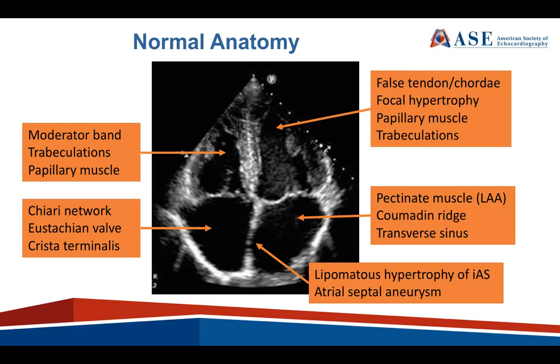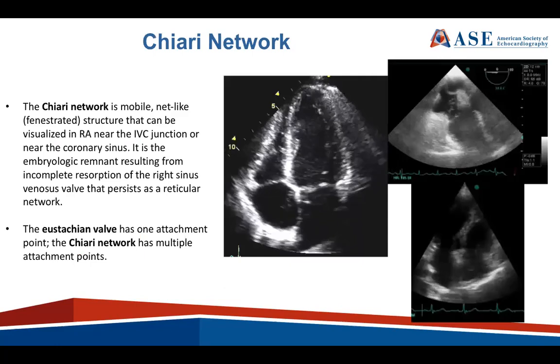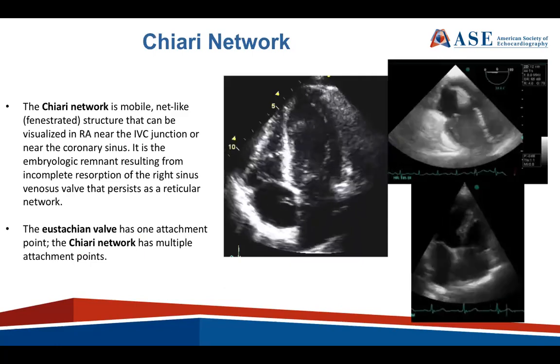In the left ventricle, we can see false tendon or chordae, focal hypertrophy of the myocardium, papillary muscles, and trabeculations. Even diverticulum I would add to this as well. And in the left atrium, you can see pectinate muscle in the left atrial appendage, Coumadin ridge, the transverse sinus actually, and then in the intraatrial septum, you can see lipomatous hypertrophy and atrial septal aneurysms, all of which can mimic cardiac masses. So we'll start with the Chiari network first.